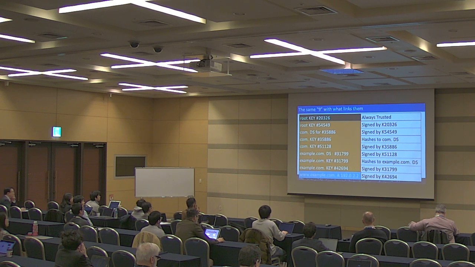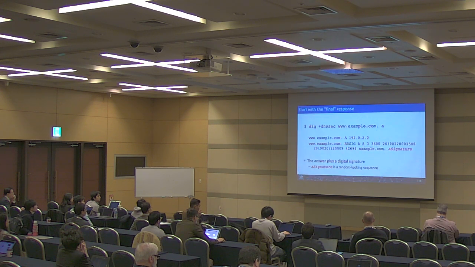How do I build the chain? For example, at the bottom, www.example.com, A record 192.0.2.2, signed by K42694, which is the key above it. And that goes all the way to the top. And the top one, of course, is what I call my trust anchor. So this is what I'm going to be building as I go through the next set of slides.